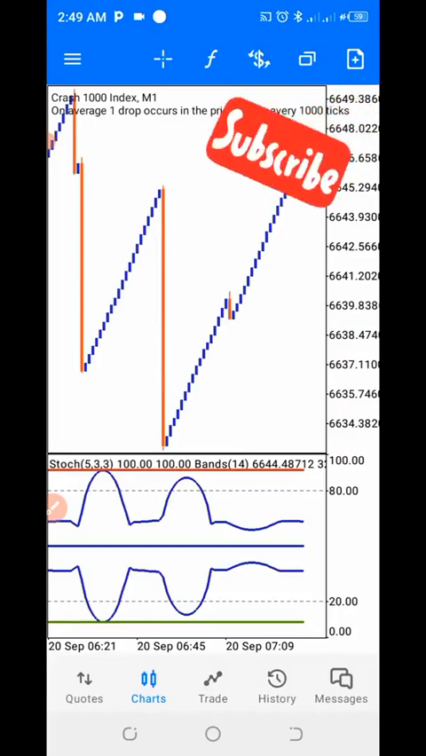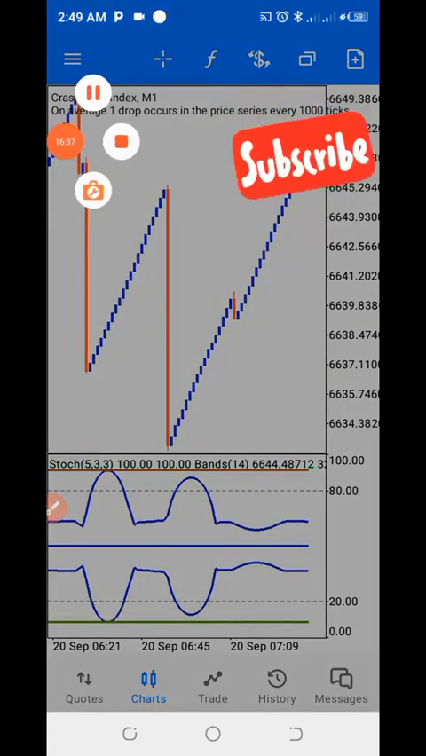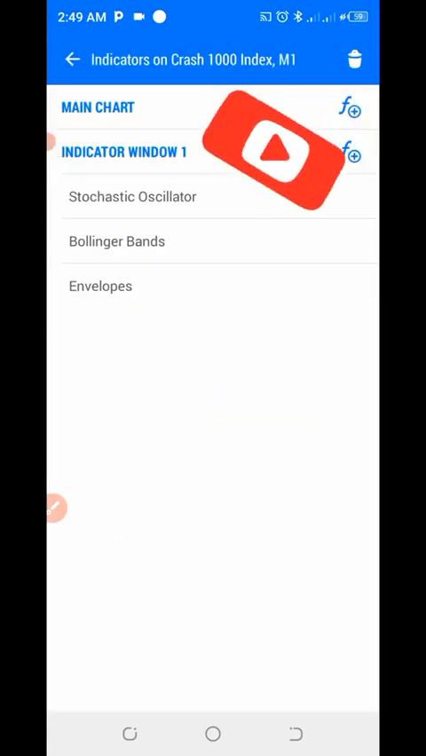Okay, so I think it's more perfect here now. So then the final, last but not the least indicator we are going to be using now is going to be our stochastic.